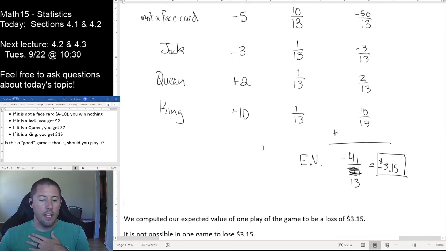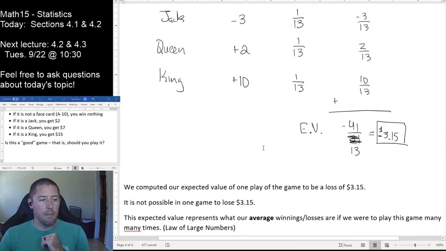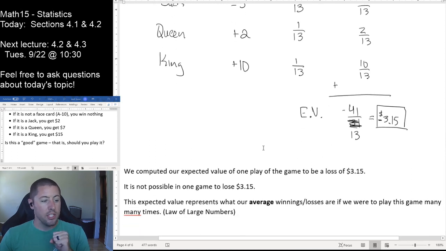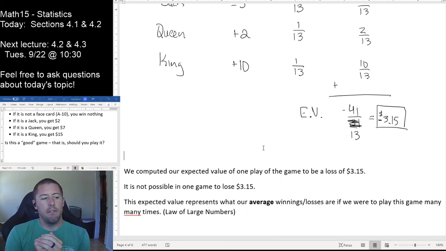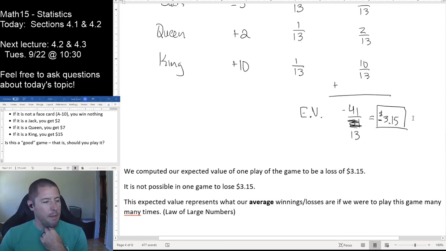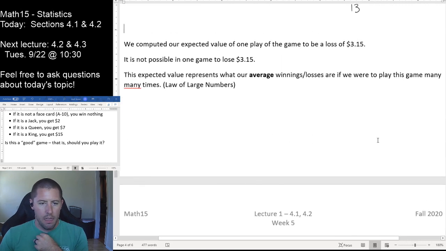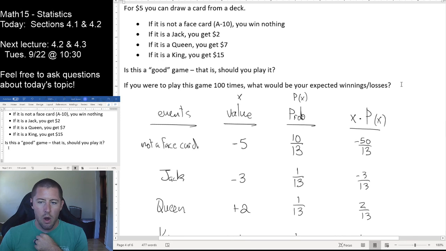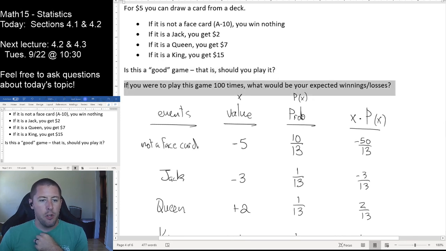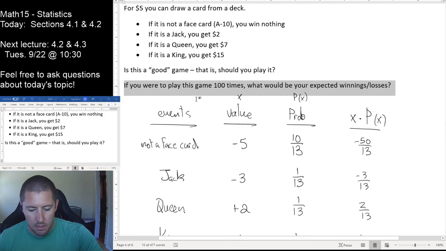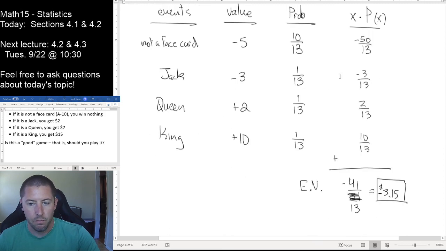So again, expected value is not something that we ever think is truly a result of performing this experiment one time. Expected value is a statement of what we should expect on average if a large number of trials are performed. If you were to play this game hundreds of times, then we think that we could expect an average result per game that looks like this. And I thought I asked that question here. Oh, okay, here we go. I did ask that question. If you were to play this game 100 times, I'm just going to move this down a little bit right here.